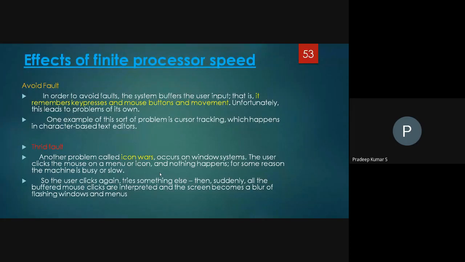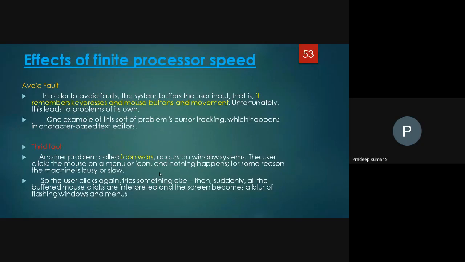Suppose when the process is going on, I don't know the process is going, so at a single time I can give multiple inputs, I can give multiple clicks. At last, the system goes to the hanging state because it is receiving so many commands.